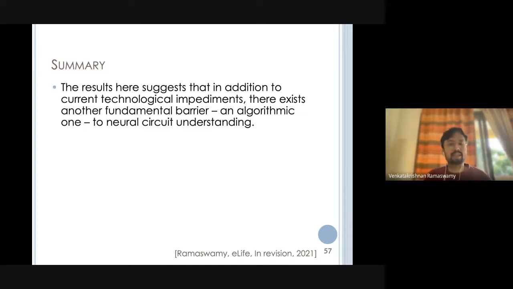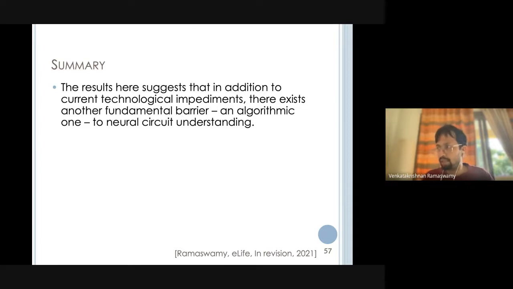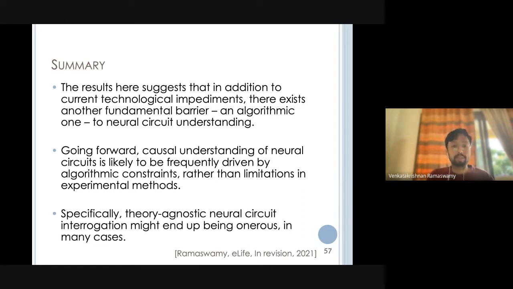All right. So to summarize, the results here suggest that in addition to current technological impediments, which are impediments of experimental technology, there exists another fundamental barrier to neural circuit understanding, which is an algorithmic one. Namely, this is the idea that we may not have efficient algorithms relative to the number of experiments that we can practically run on these individual animals. And going forward, therefore, the progress we make in understanding neural circuits is likely to be frequently driven by algorithmic constraints rather than limitations in experimental methods. Right?